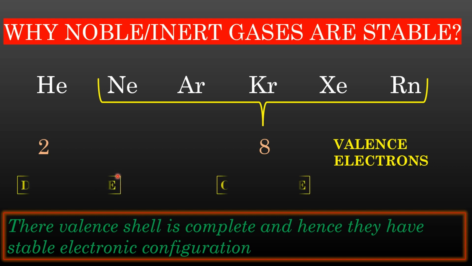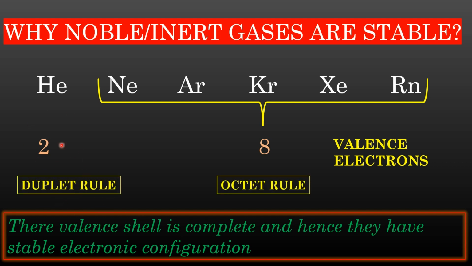We call it the duplet rule for helium because it has 2 electrons. Duplet means 2. Octet rule means 8 electrons in the outermost shell. So when the valence shell is complete, we say that that particular atom is stable.